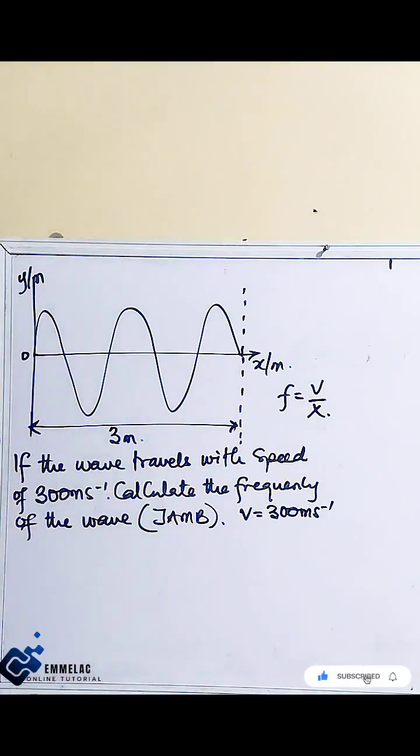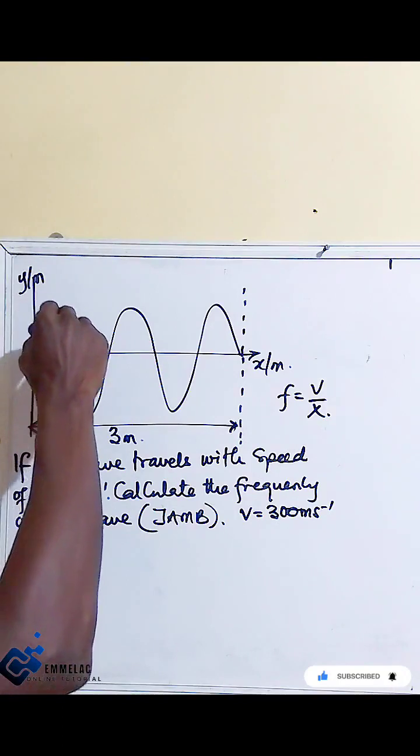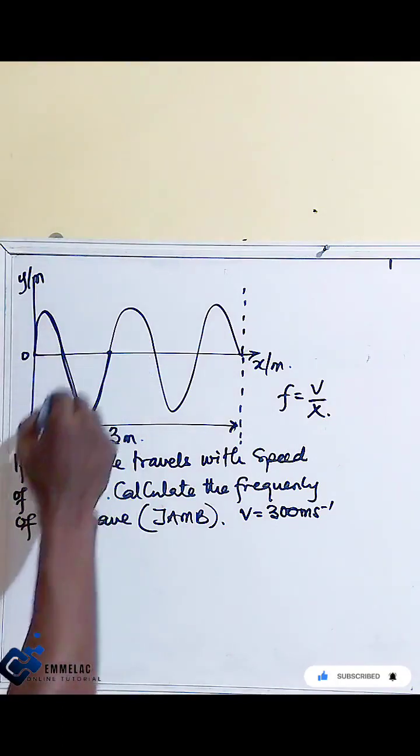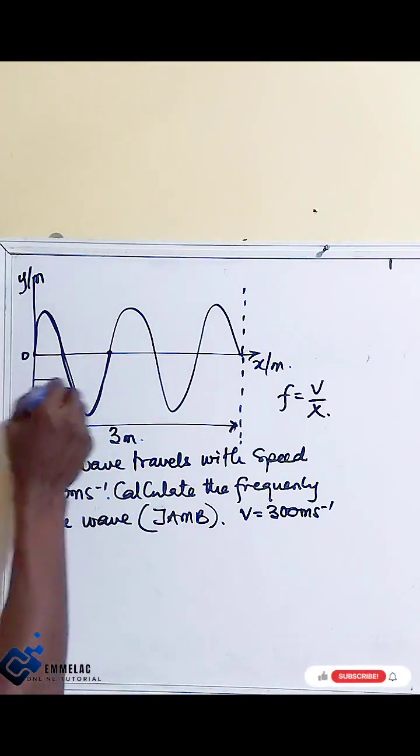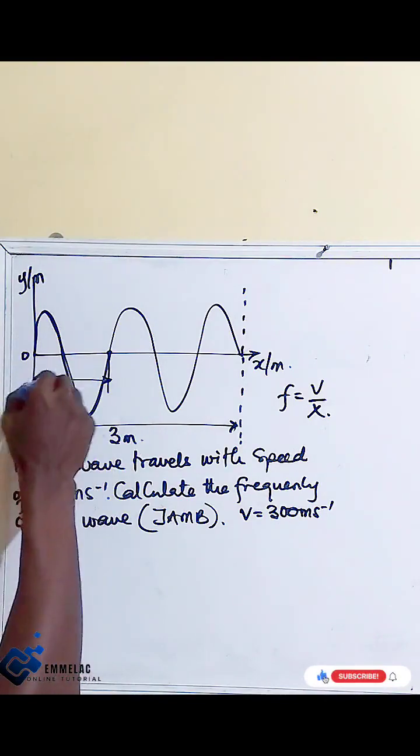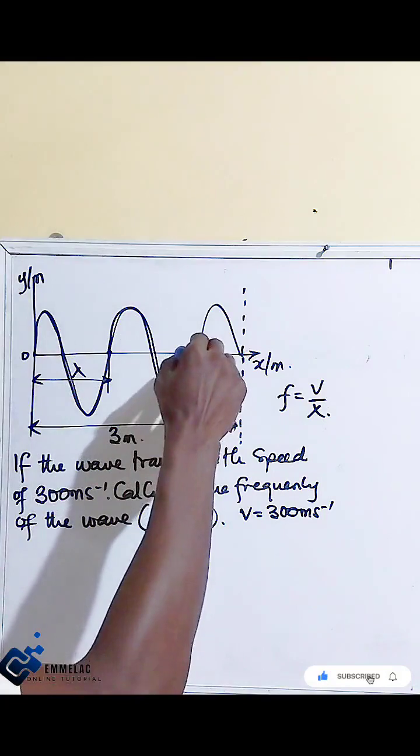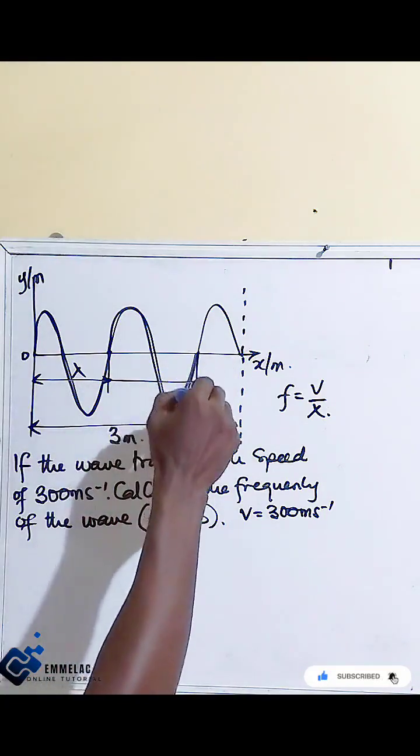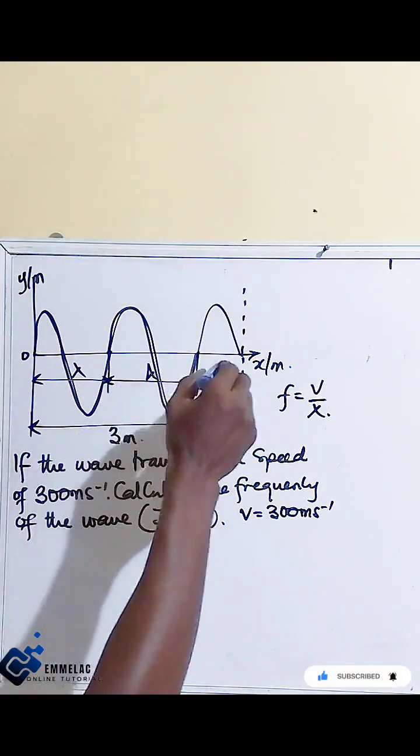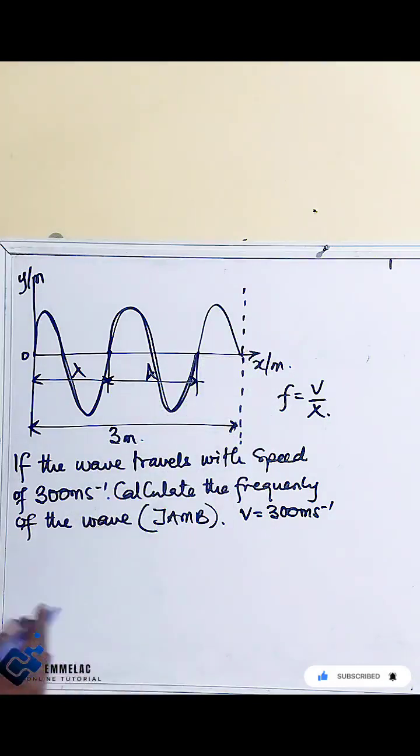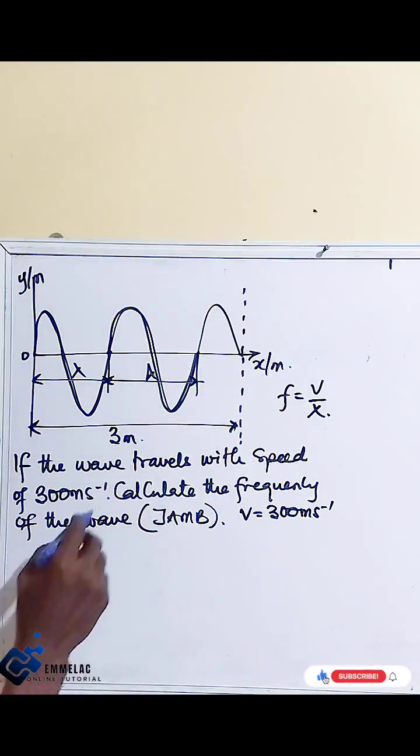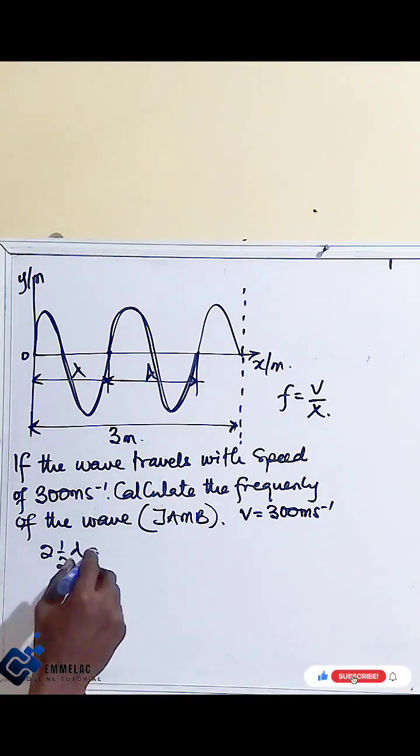So from the diagram here, we can ascertain the lambda. Let us take note that from here down to this point is one cycle, which gives one lambda. Now you can see from here again to this point is another lambda, right? And we now have half lambda. So here we can see that 2.5 lambda now equals 3 meters.